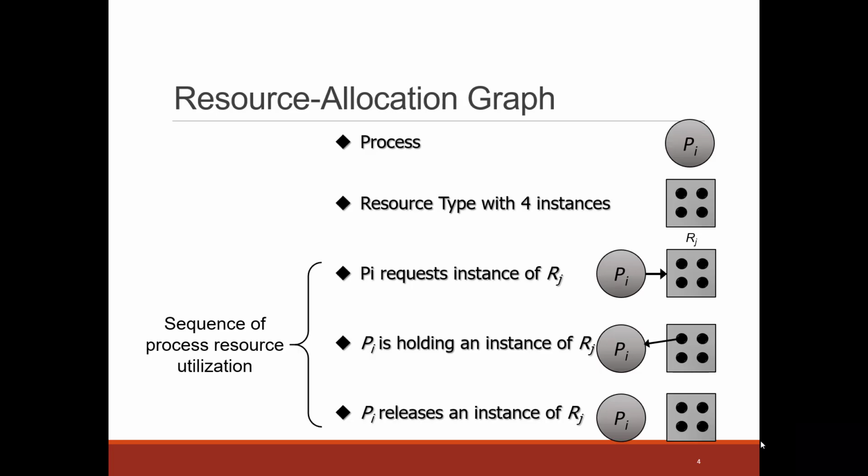This example should make it clear. At the top, we have a process. The next line down shows a resource that has 4 instances. That process, Pi, requests an instance of the resource, Rj. You can see in the 4th line down that process Pi is holding a single instance of the resource, Rj. And then finally, the instance of the resource is released by the process, and we see no edge between the resource and the process.